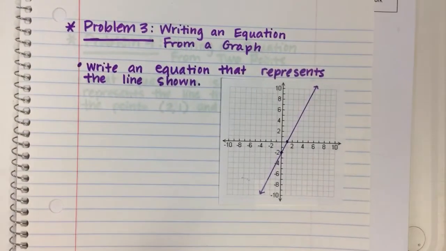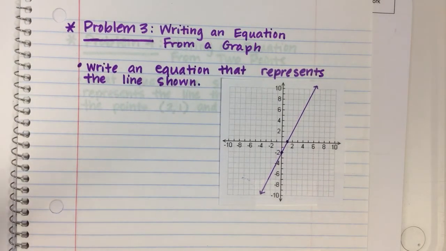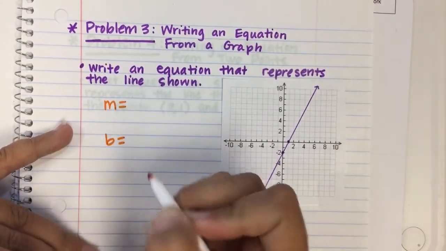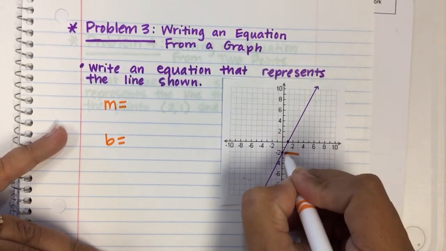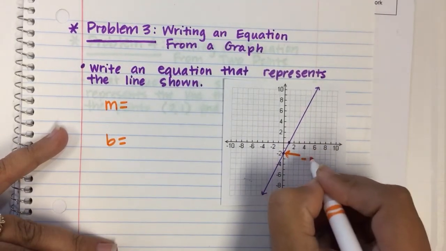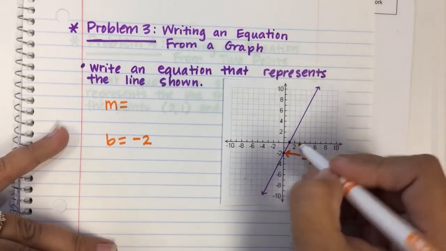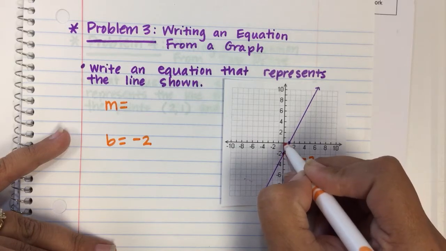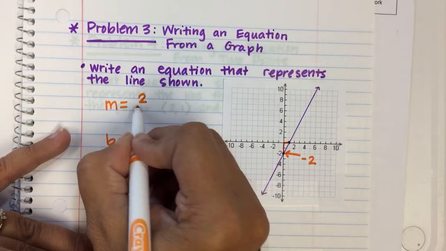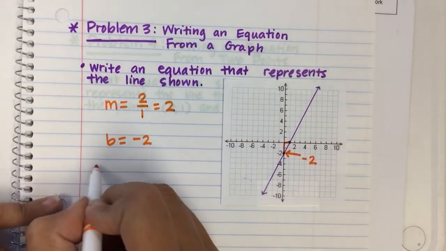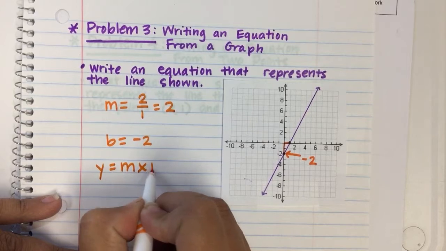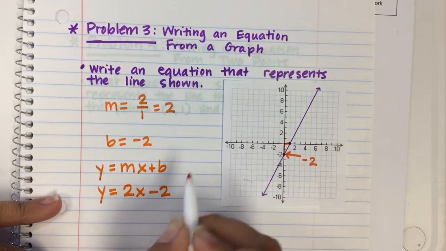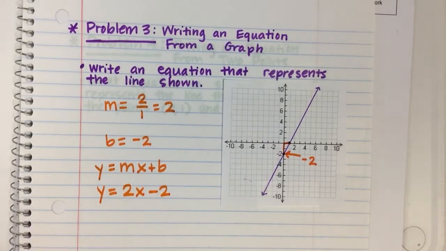All right, then sometimes you're going to be asked to write an equation from the graph. So what you've got to do is look at this graph and figure out your slope and your y-intercept. Well, my y-intercept is easy. It's where this crosses the y-axis, so that's -2. And then I'm going to just pick another point and I'm going to count my slope. I'm going to go rise over run, so I go up 2 over 1. So my slope is 2/1, which is 2. So now I plug that into the equation, y equals mx plus b. Y is equal to 2x minus 2, because my y-intercept is -2.